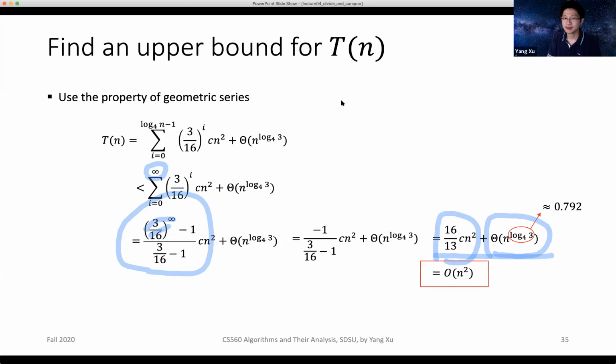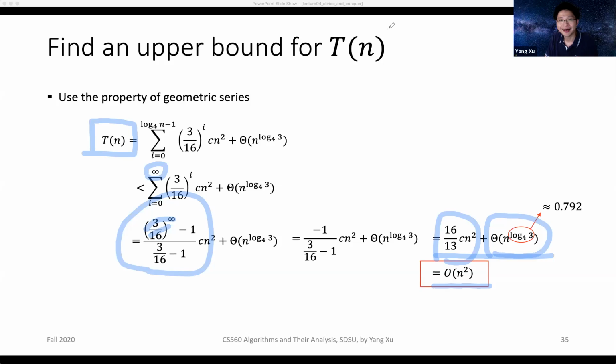And therefore, we ignore the lower order term and claim that the upper bound for the original solution, for the original recurrence, the running time, is bounded by n squared. That is a general quadratic function, okay?